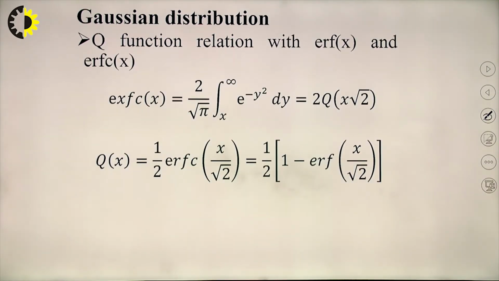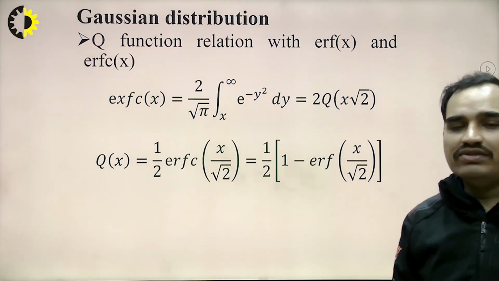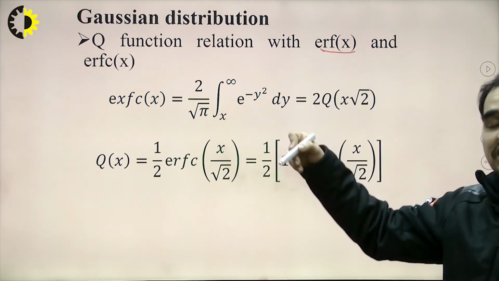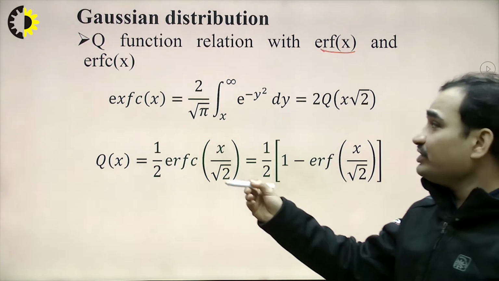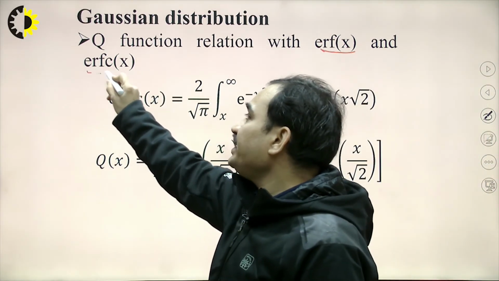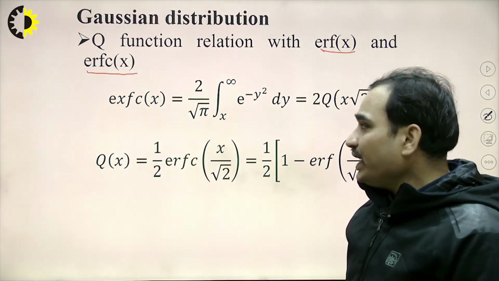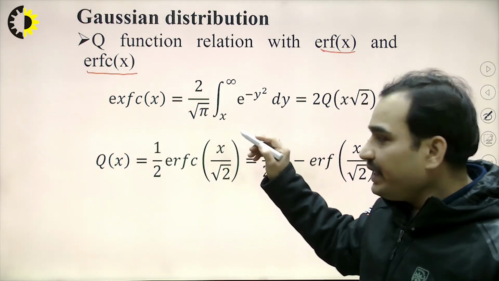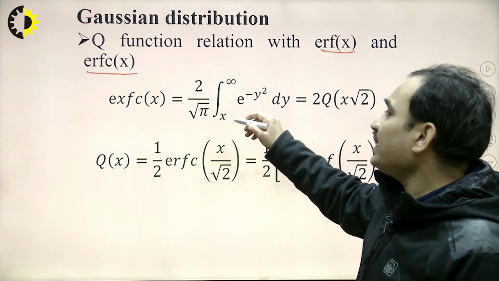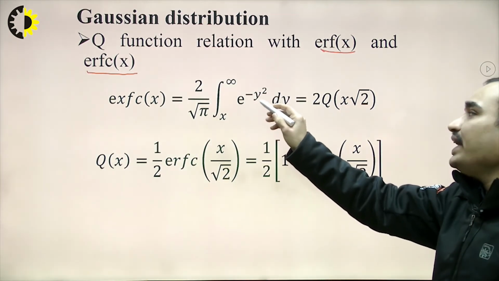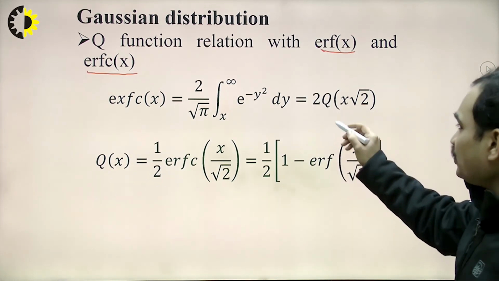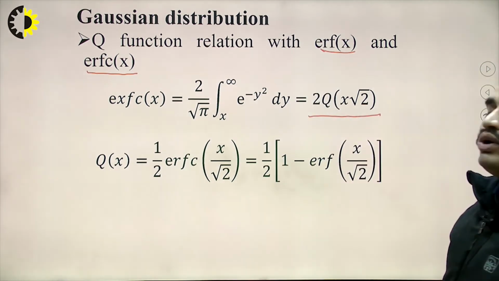So we have the Q function relation with the ERF, that is the error function. How can we relate the Q function with the error function? Because in communication again and again we use the error function and the complementary error function. The complementary error function is given by ERFC of x, which is 2 by under root of pi, integration from x to infinity of exponential of minus y square dy. This is the definition of the complementary error function.